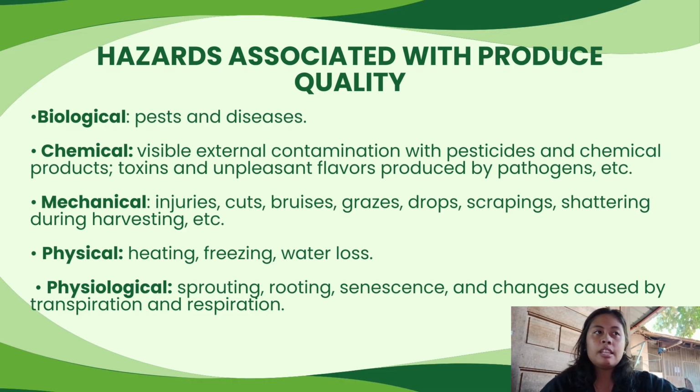Fourth is the physical, like freezing or loss of water in our products. And lastly is the physiological. These are natural processes that damage the produce, such as sprouting, rooting, or senescence.